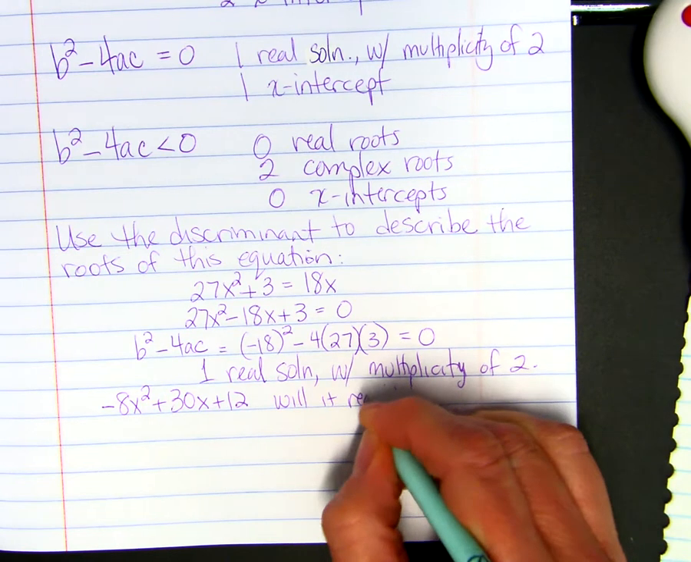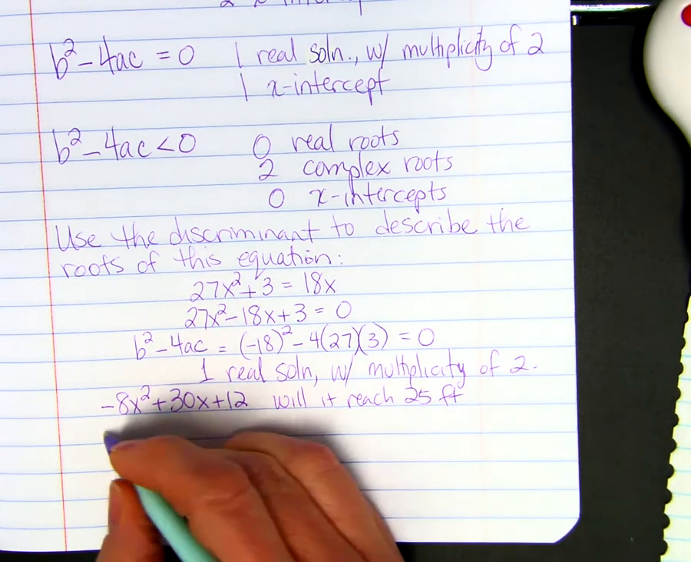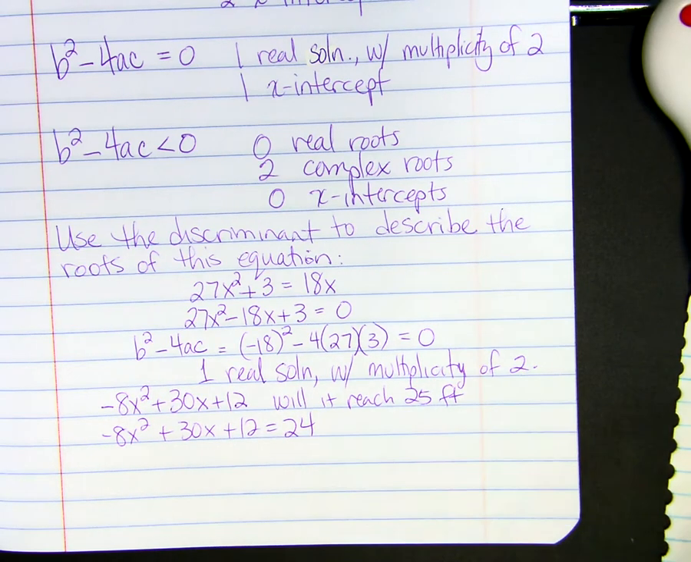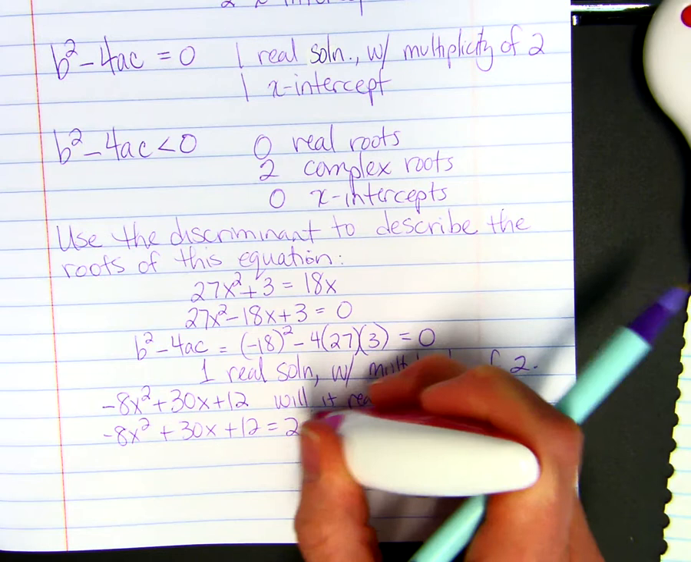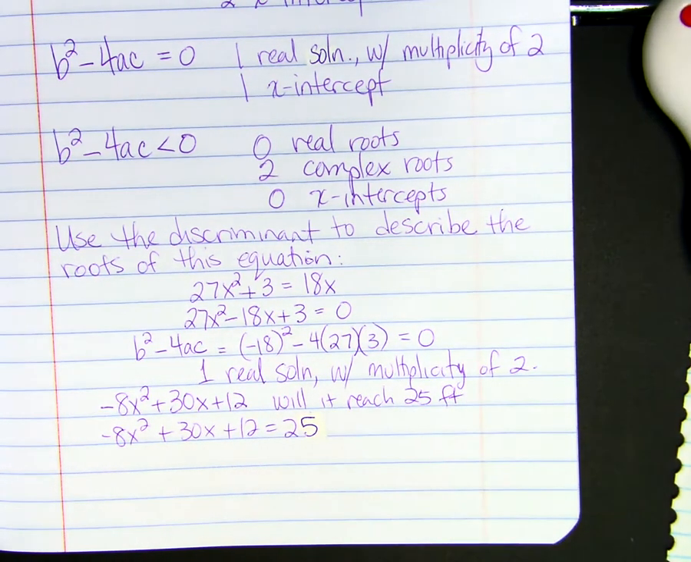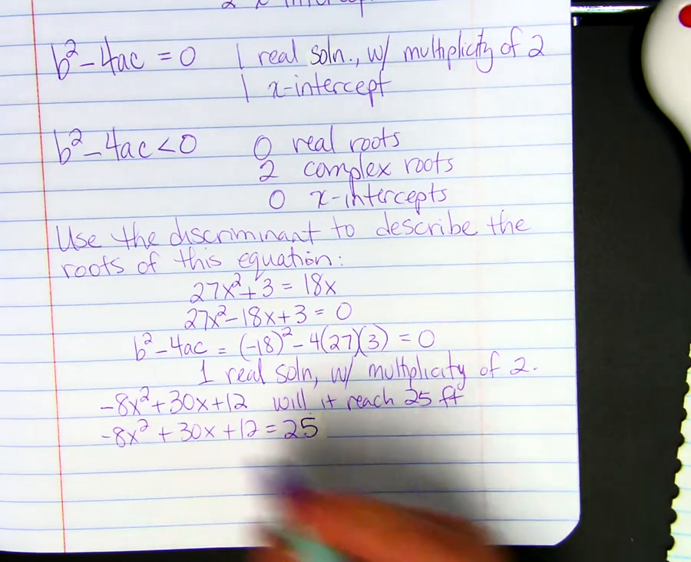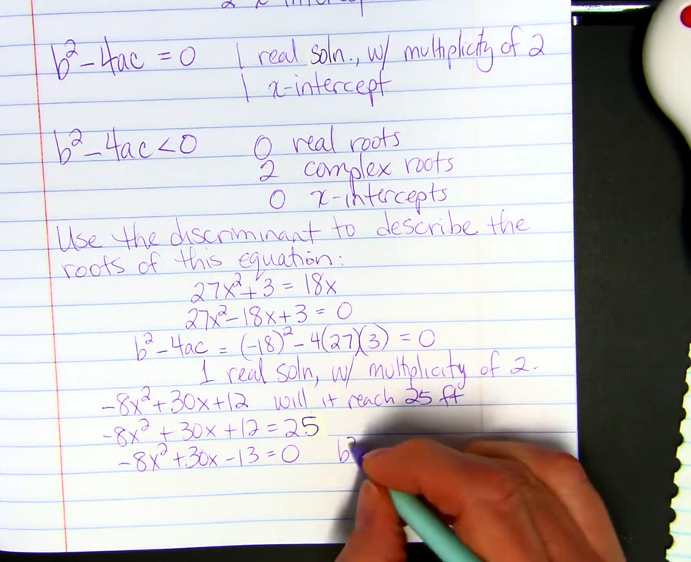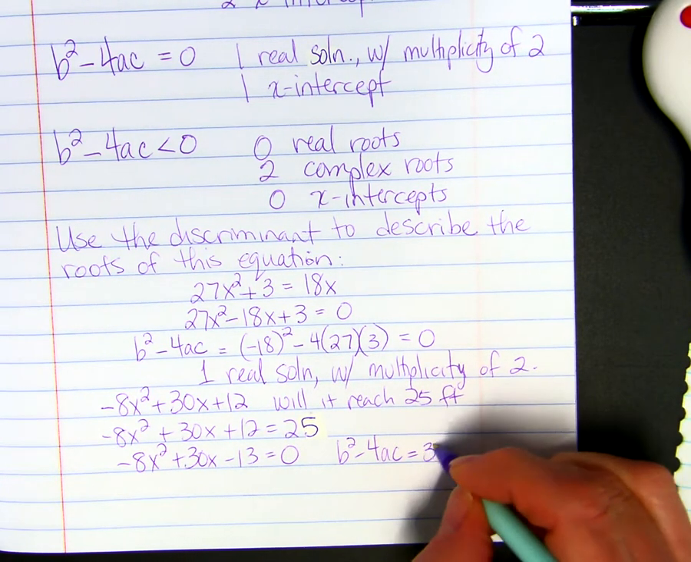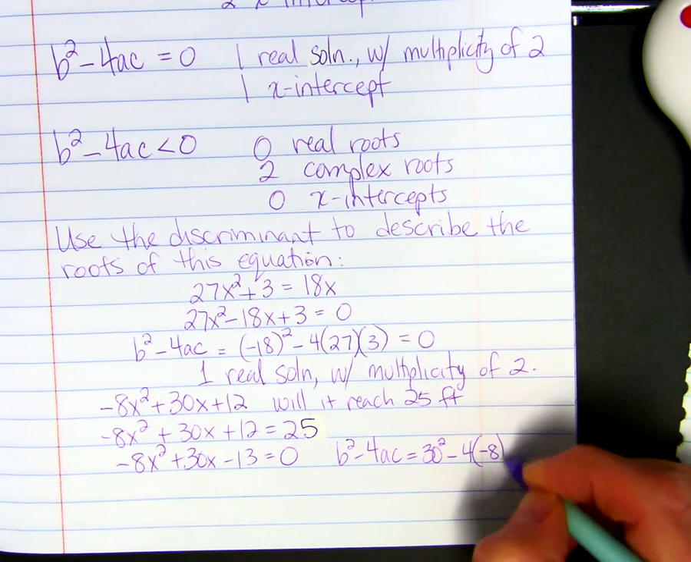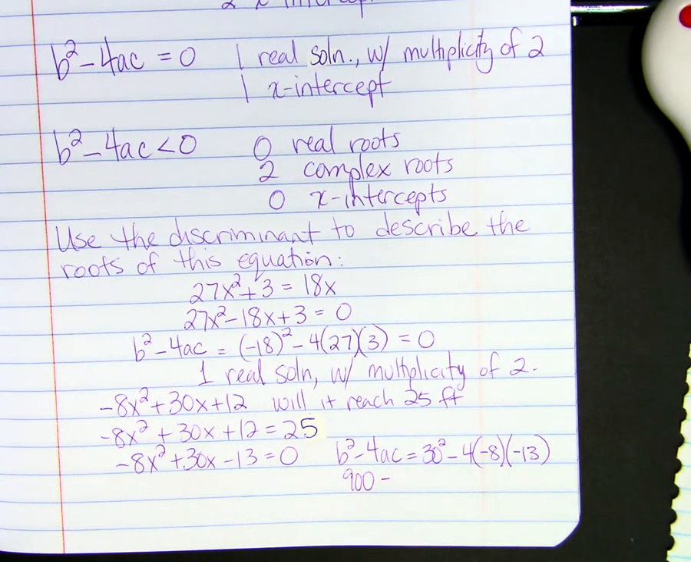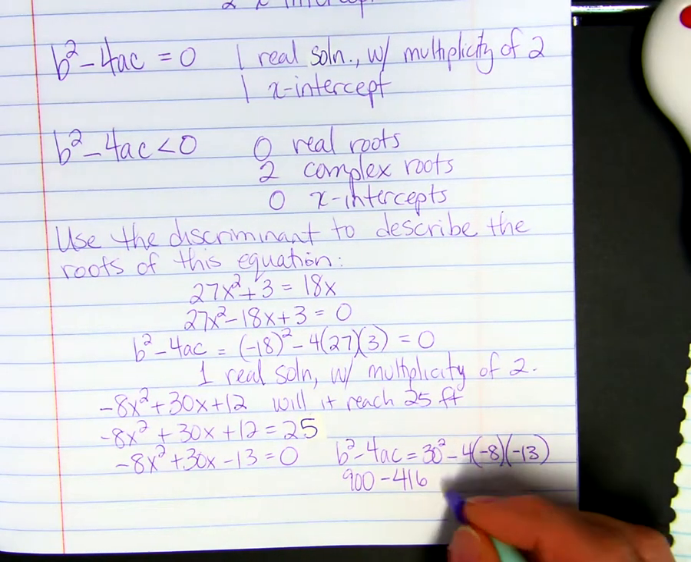So we set that equal to 25. Subtract 25 from both sides, and we get negative 8x squared plus 30x minus 13 equals 0. Then we look at the discriminant, b squared minus 4ac. So we have 30 squared minus 4 times negative 8 times negative 13. So 30 squared is 900. We subtract 4 times 8 times 13, which is 416. And this is greater than 0.